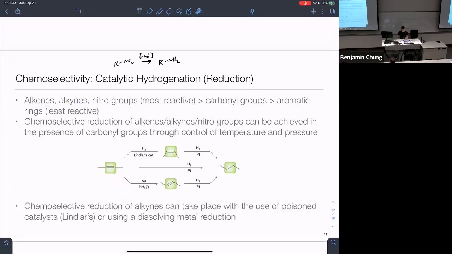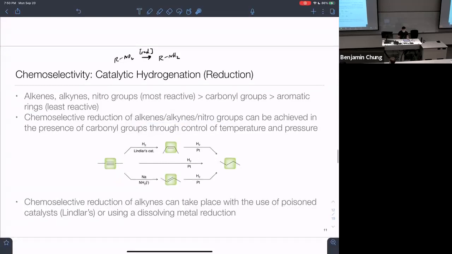So catalytic hydrogenation can be chemoselective if you just consume the alkene, the alkyne, and the nitro groups first under lower pressure, lower temperature conditions. So that allows you to chemoselectively reduce these functional groups in the presence of carbonyl groups and aromatic groups, because these require higher temperature and higher pressure to achieve the same transformation. You can also do a chemoselective reduction of alkynes, which I described earlier, to the alkenes and not have these alkenes react any further.